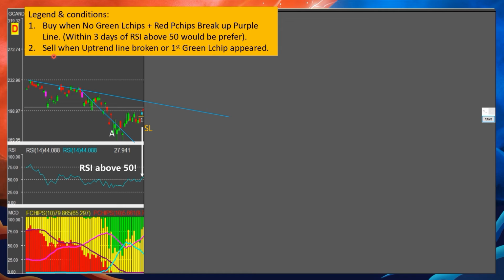Now, the second condition is when we will execute a sell: when the uptrend line is broken, or when the first green lock chips appear. All right, this is the condition.